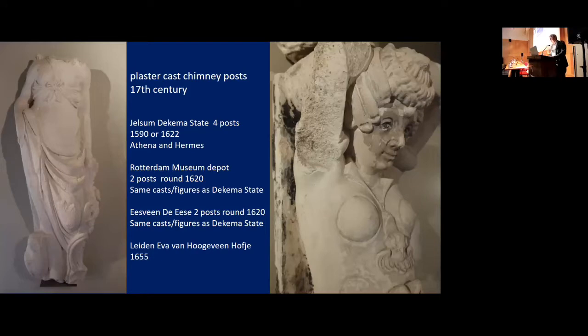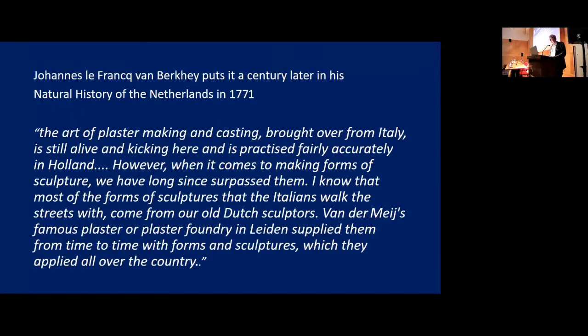And then we go to the 17th century. We found some chimney pots, plaster cast, in several places in the Netherlands: in the north, in Dekemarstraat, and Rotterdam. After the bombardment, we found it in the rubbish. In Eestveen, they're the same as in Dekemarstraat, and we found some others in Leiden.